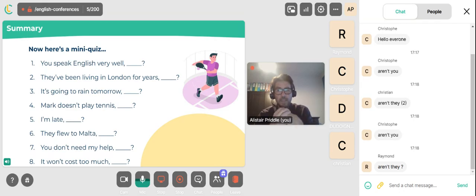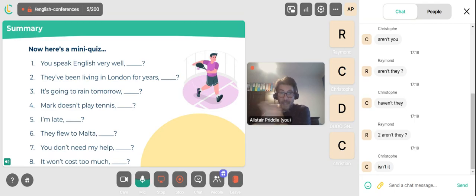Number 2, they've been living in London for years. Now, they've is short for they have. This is the present perfect. They have been living in London for years. Haven't they? Number 3, it's going to rain tomorrow. So it is going to rain tomorrow. Isn't it? Great.